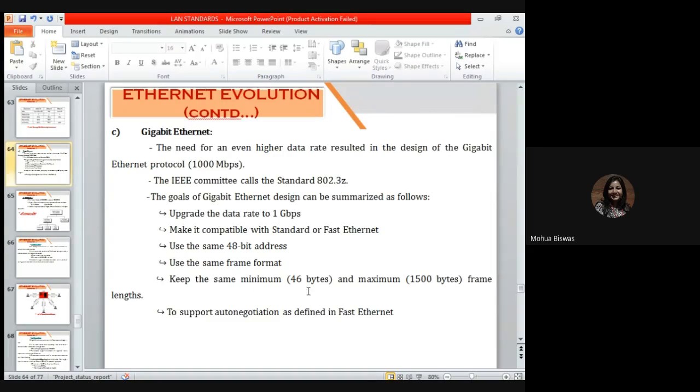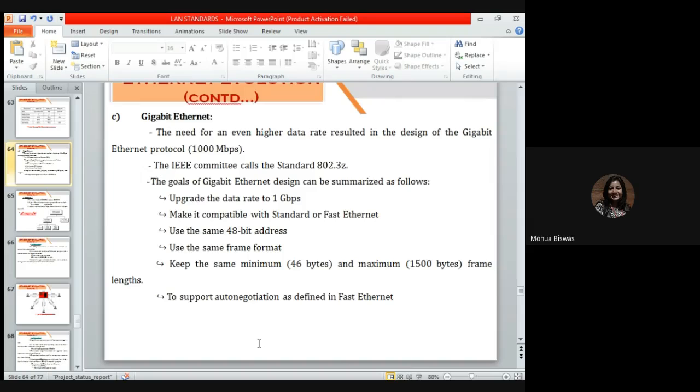There is just one difference, for the minimum data we can transfer, that is 46 bytes. But in the case of Gigabit Ethernet, they have extended the minimum. Okay? They have increased it to 512 bytes, from the minimum of 46 bytes in the traditional methods. Also, it follows the feature which is applied in Fast Ethernet, that is auto negotiation.